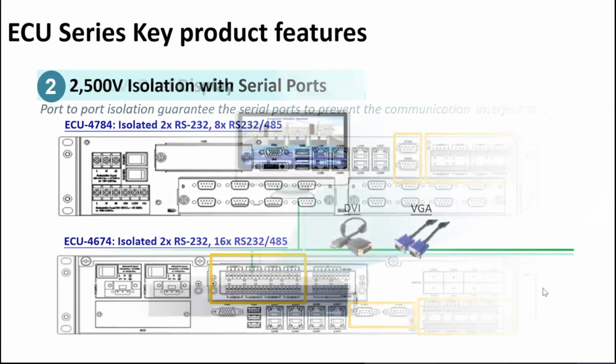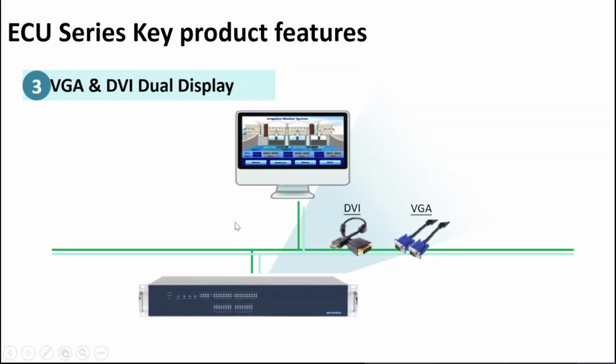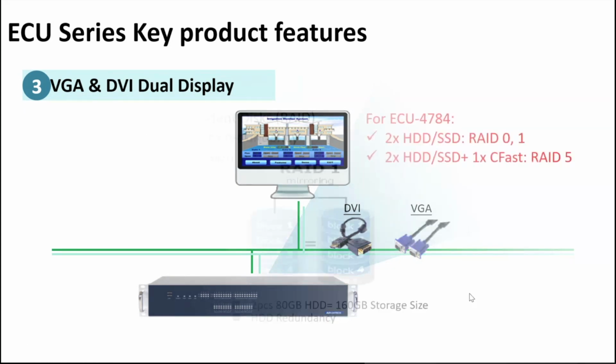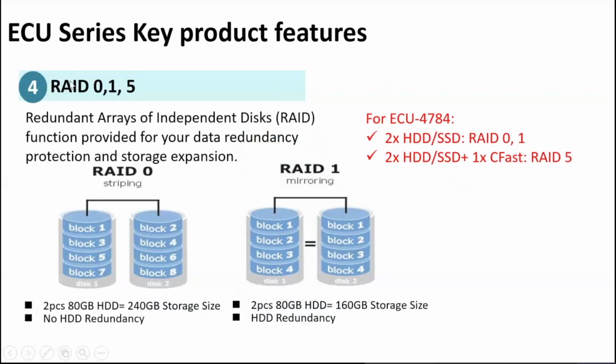Okay, third, we have a VGA and DVI dual display output port. Okay. And then we also support RAID 0, 1, and 5. Okay, for the RAID 0, we know it as a striping method. RAID 1 is a mirroring, and for ECU 4784, we support RAID 5 with an additional CF slot for you to plug in.